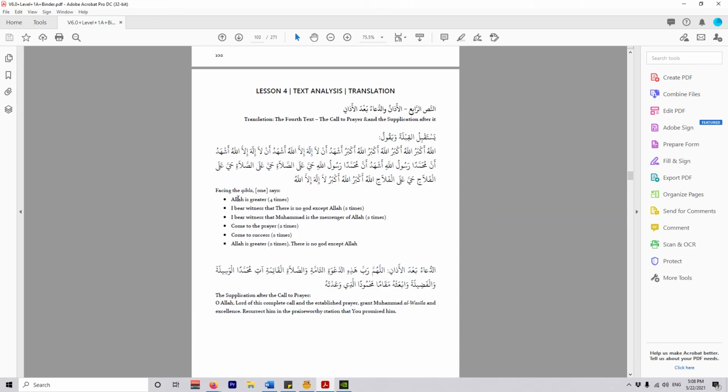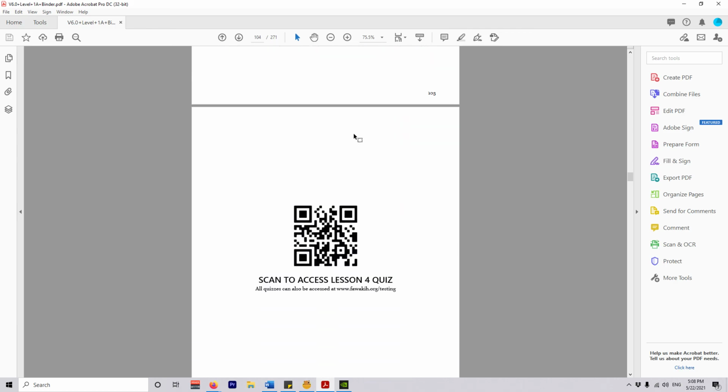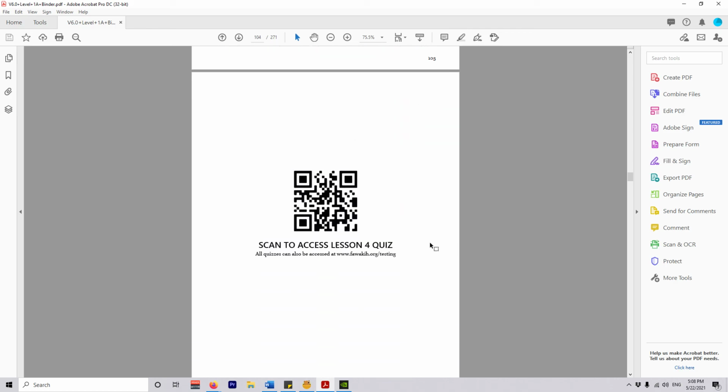So here we have it all translated, so that you can work on your translation skills if you wanted to translate the whole entire textual analysis. And then quiz 4. So that's the lesson for today.